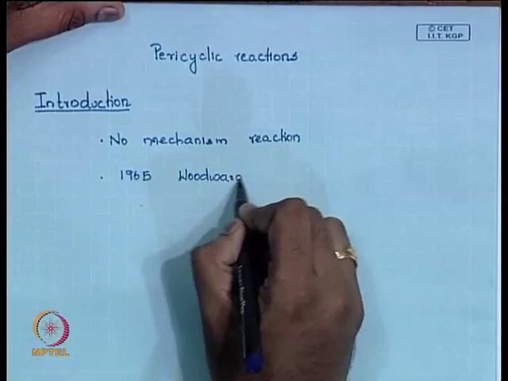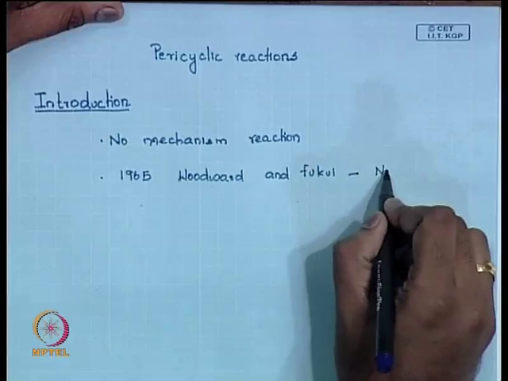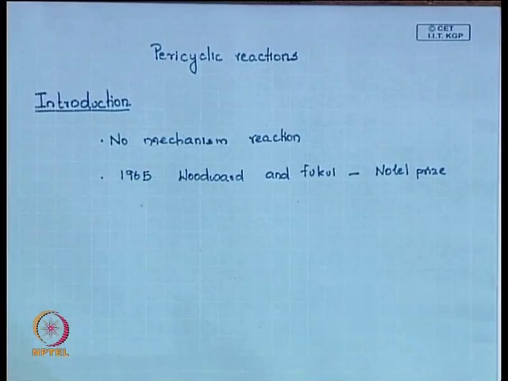Woodward as well as Hoffman, you heard about Hoffman. Hoffman is a great theoretician working on quantum chemistry. Woodward and Hoffman came together and formulated a rule called the Woodward-Hoffman rule, which decides the stereochemistry of these reactions, and they coined them as pericyclic reactions. At the same time, you heard about Fukui, right? He was also contributing a lot to the understanding of pericyclic reactions. I think in the year 1965, Woodward and Fukui shared the Nobel Prize in chemistry for pericyclic reactions.